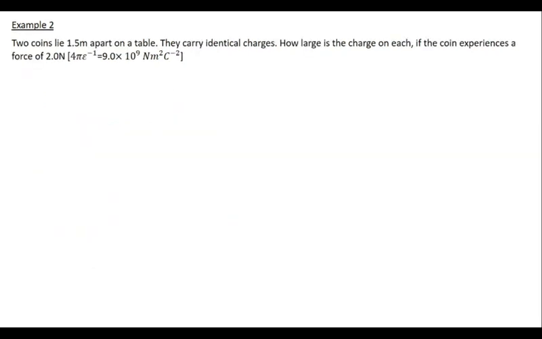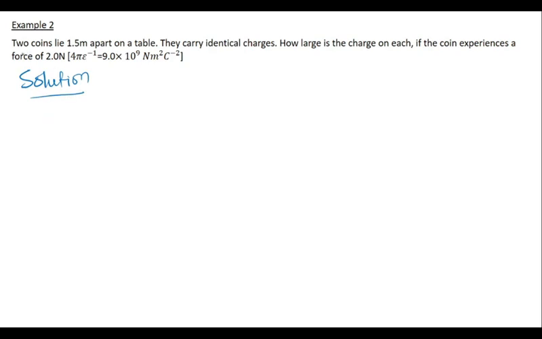Example number 2. Two coins lie 1.5 meters apart on a table. They carry identical charges. How large is the charge on each if the coin experiences a force of 2 newtons? Now this is just slightly different from what we did earlier. So let's first of all write down our solution. Then we write our parameters.